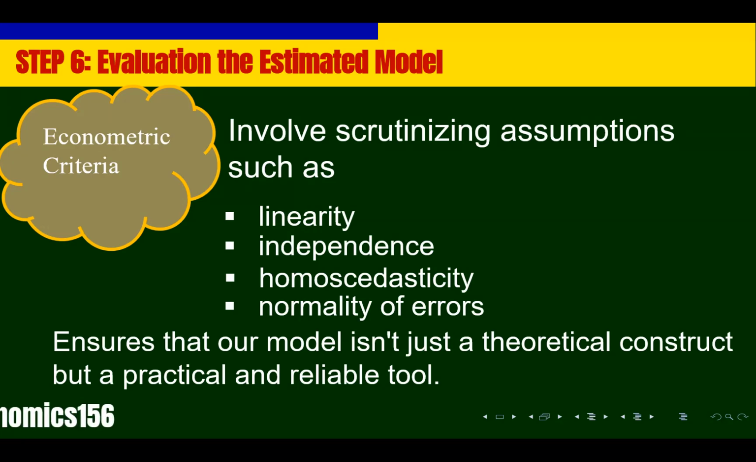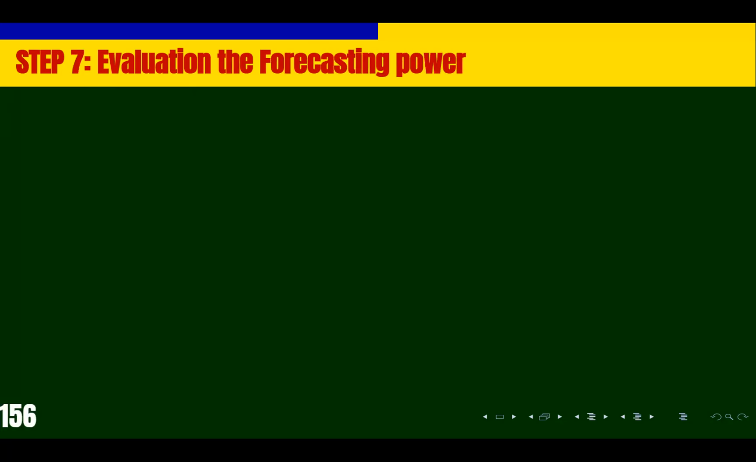This multifaceted scrutiny ensures that our economic analysis is not just theoretically sound but also statistically and empirically robust, contributing substantively to the discourse in the field of economics. And now, as we reach the climax of our econometric journey, we arrive at the seventh step, forecasting. It's like having a crystal ball, but in the form of a meticulously crafted model that has passed the rigorous evaluation criteria. This step transforms our econometric masterpiece into a powerful policy tool, allowing us to peer into the future.